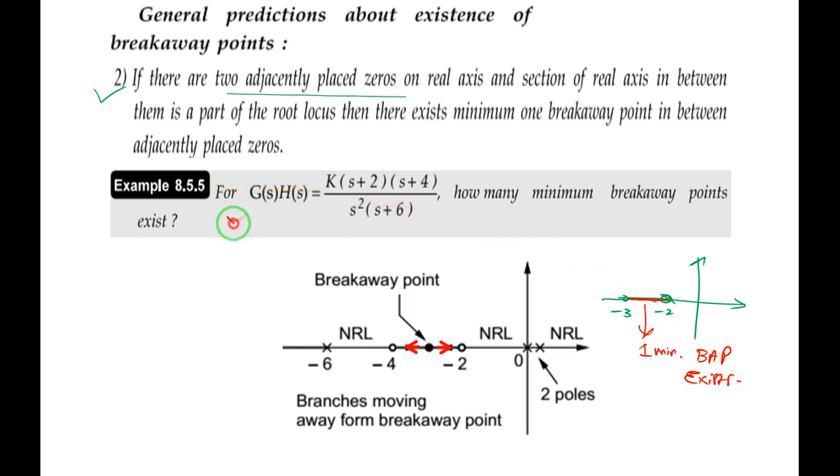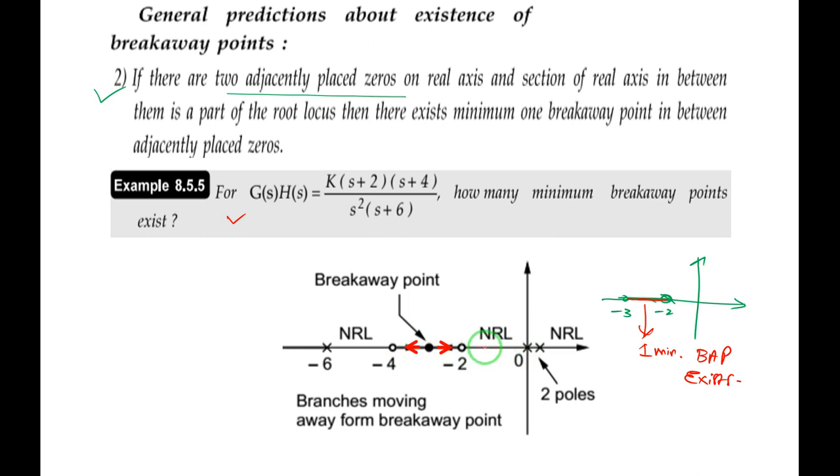Okay, let me take this example. For G(s)H(s) equal to K(s+2)(s+4) over s square into (s+6), how many minimum breakaway points exist? Locate all the poles. s square equal to 0, two poles are located at the origin. Then s equal to -6, here a pole is located. Then zeros are located at -2 and -4. These zeros are located. And we know how to find out the root locus existence on the real axis.